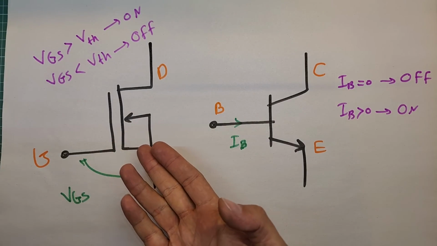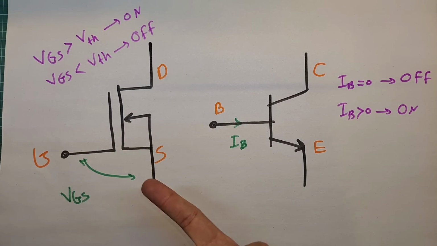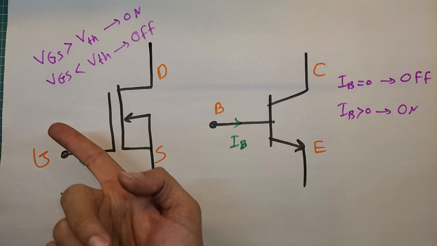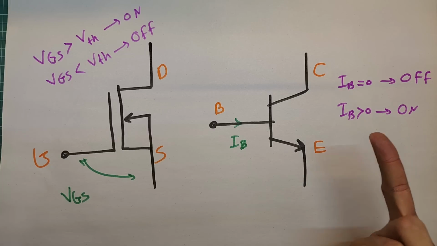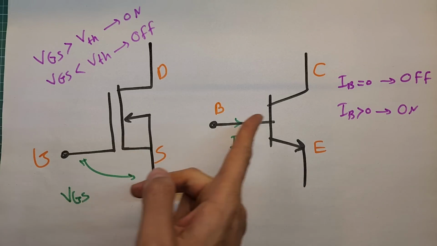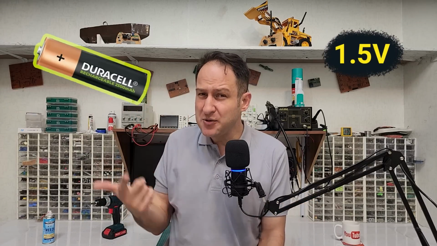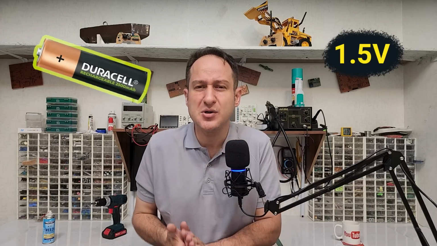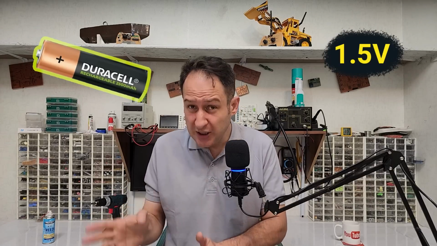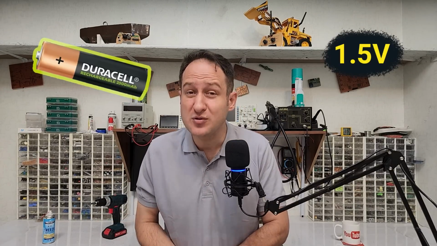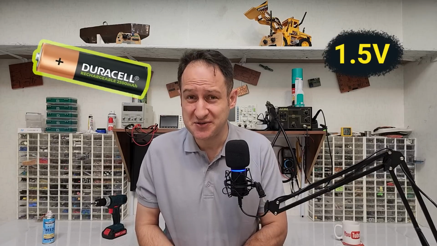FETs are turned on when the voltage on their gate-source is higher than a specific value called the threshold voltage, and BJTs are turned on when the current flowing to their base is higher than 0. Suppose that you are going to make a circuit operating on 1.5 volts powered by these AA batteries. What can you do if you need an electronic switch or signal amplifier? Is it okay to use a MOSFET or do you have to use a BJT? This is a good question, right?